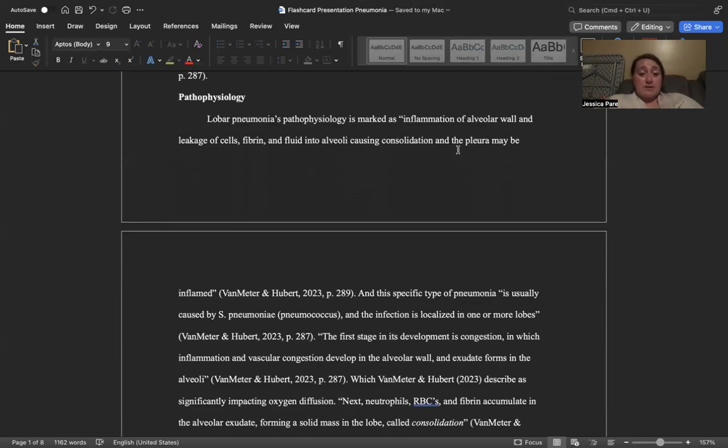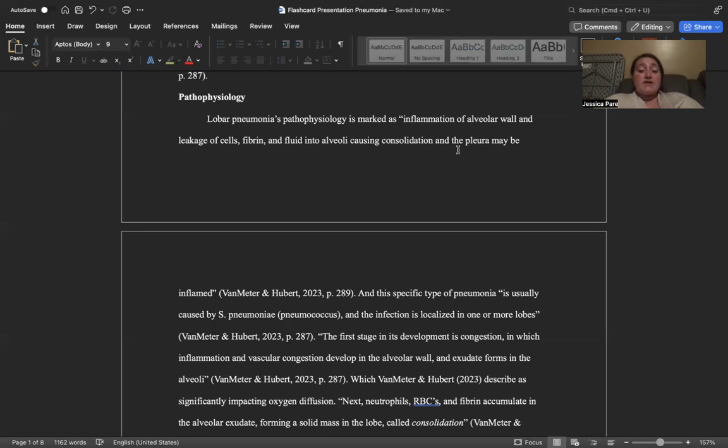such as lobar pneumonias. Pathophysiology is marked as inflammation of alveolar wall and leakage of cells, fibrin, and fluid into alveoli, causing consolidation, and the pleura may be inflamed. This specific type of pneumonia is usually caused by S. pneumoniae, or pneumococcus, and the infection is localized in one or more lobes.